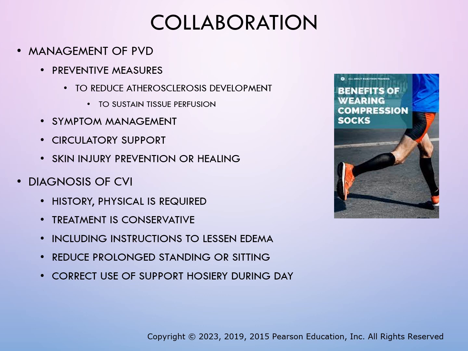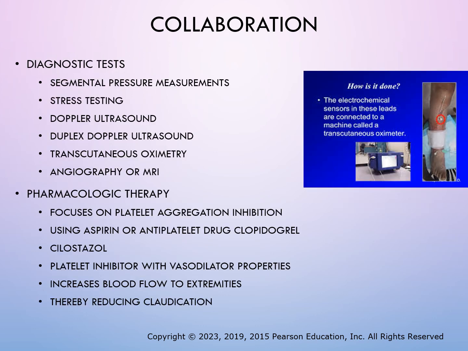Diagnosis of PVD is made by medical history review and physical exam. Extent of disease can be determined using diagnostic tests, and some of these include segmental pressure measurements. These are listed on page 1241. This is where BP between arm and legs are compared. In PVD, the leg BP may be lower than the arm. This test uses blood pressure cuffs and a Doppler device.